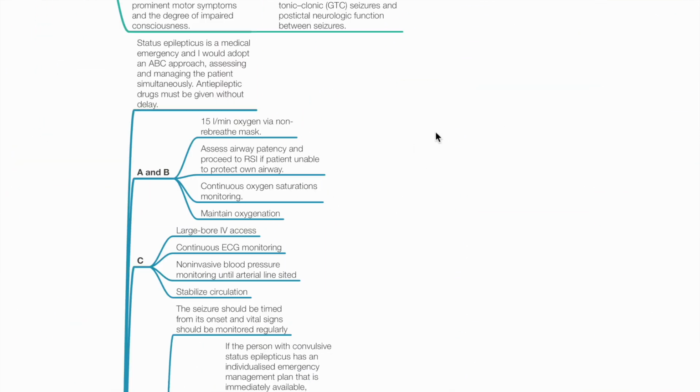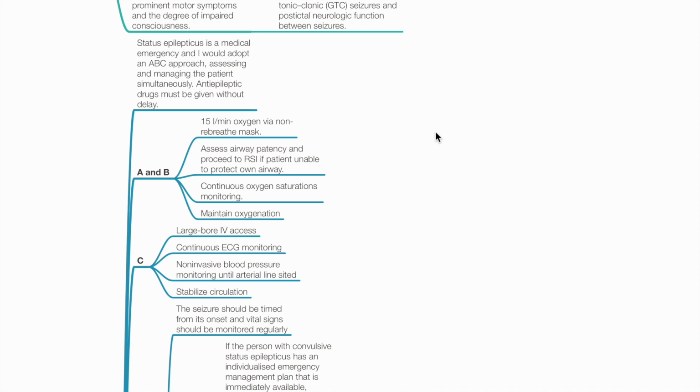Status epilepticus is a medical emergency. Adopt an ABC approach. Assess and manage patients simultaneously. Antiepileptic drugs must be given without delay. Airway and breathing. Provide 15 liters per minute oxygen via non-rebreathing mask. Assess airway patency and proceed with RSI if the patient is unable to protect their own airway. Continuous oxygen saturation monitoring. Maintain oxygenation.